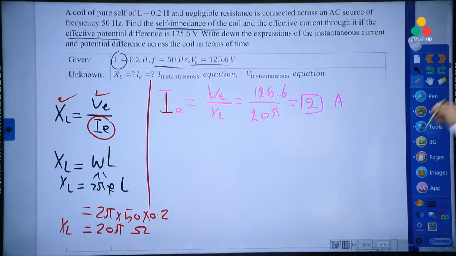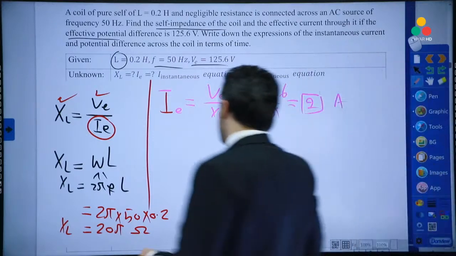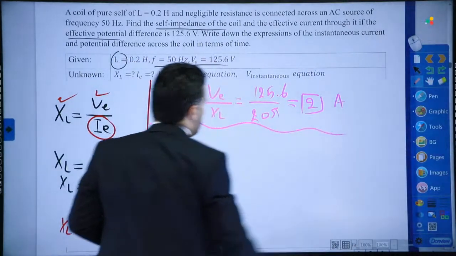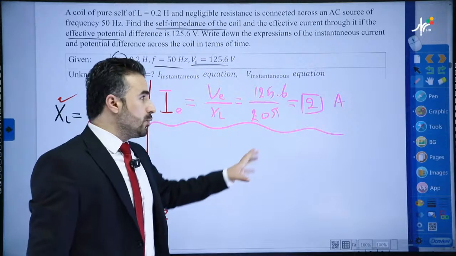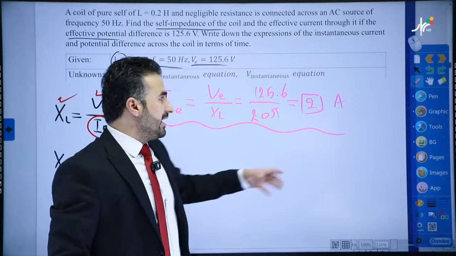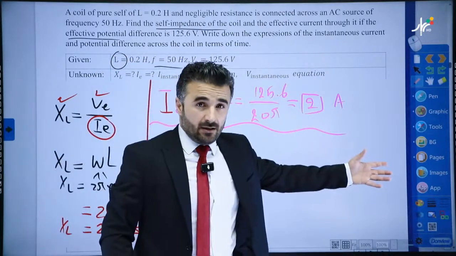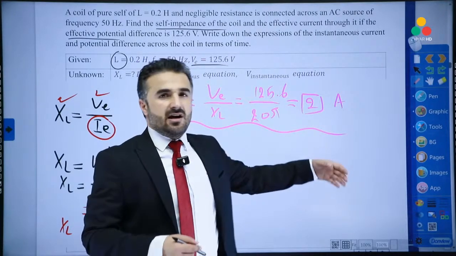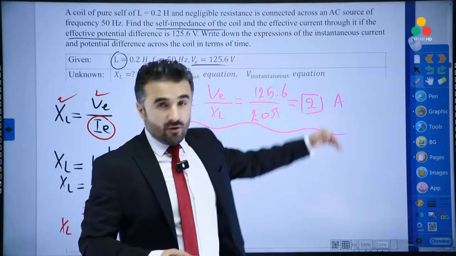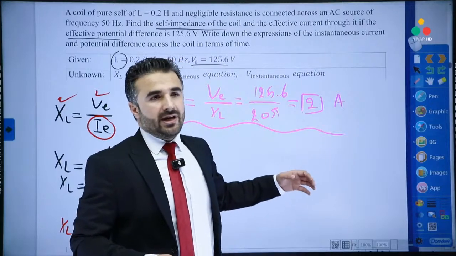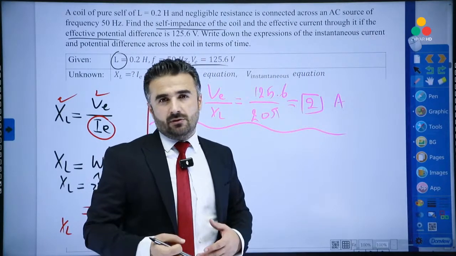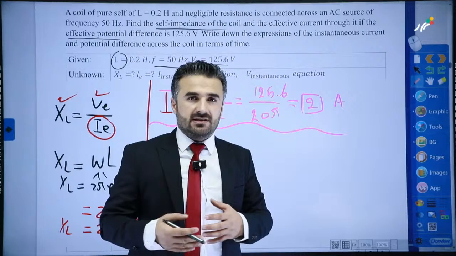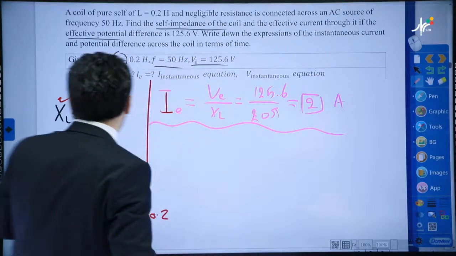Now, moving next, what does it say? It says write down the expression for the instantaneous current and the potential difference across the coil. Now let's do this part as well. So how do we do this one, guys? Remember this. We can write the expressions in two different ways. We can either use this with the voltage leading, that is V instantaneous equals to V max sine omega t plus pi over 2, that is one way, or we can say the current is going to lag, sine omega t minus pi over 2.